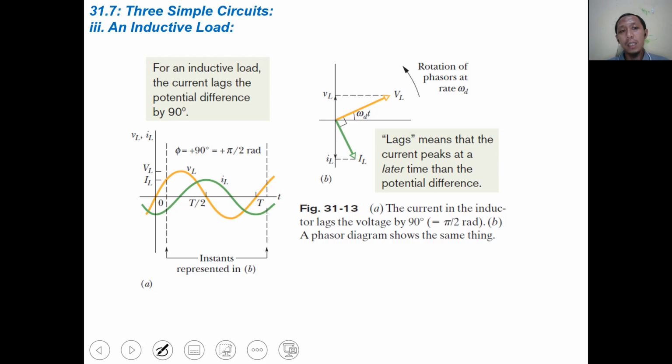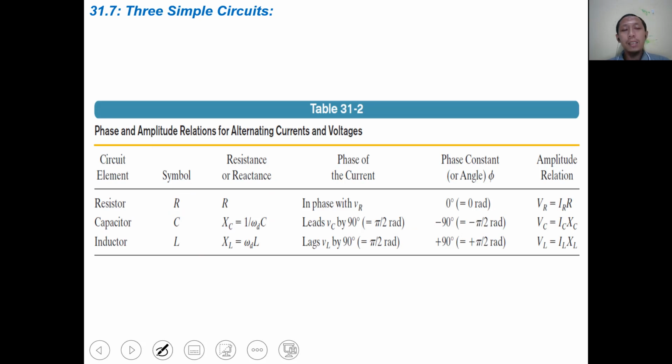So the voltage will lead the current, or the current lags the potential difference by 90 degrees. Lags means that the current peaks at a later time than the potential difference, or the voltage leads the current in an inductor. So we can select this one.